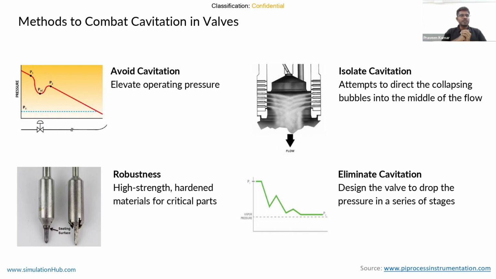So, what are the different methods to combat cavitation? There are four major categories. One is to avoid cavitation, which is to play with the process or operating conditions. When you have your operating pressure head high, you elevate your operating pressure such that the minimum pressure, or vena contracta pressure, is far from the vapor pressure. So it's very high.